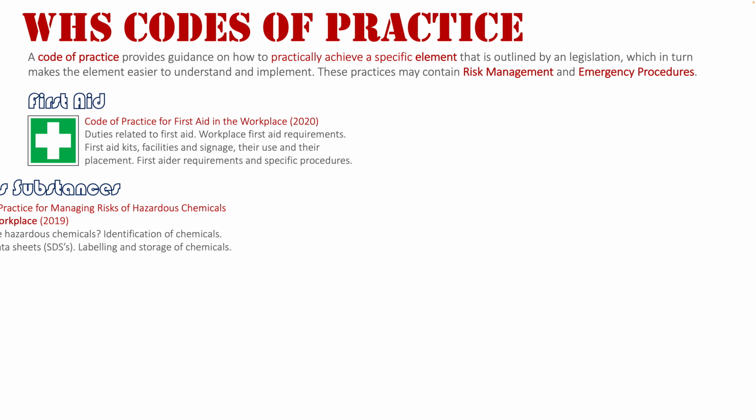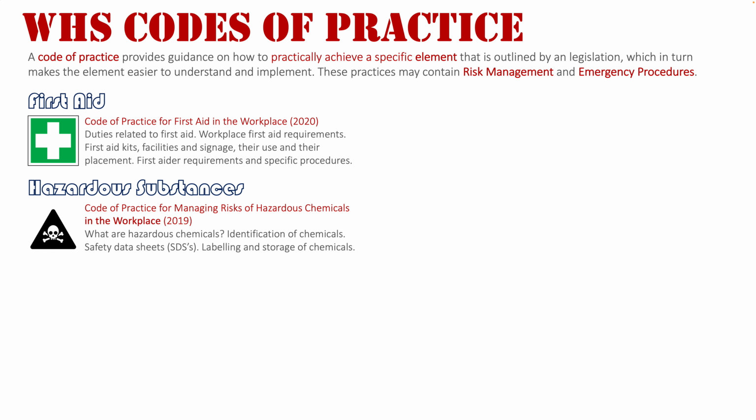The next code of practice we'll look at is the code of practice for managing risks of hazardous chemicals within the workplace. So relating to that of hazardous substances. Okay, so it goes over essentially what a hazardous chemical is, how to identify chemicals and what may make them hazardous. It talks about the use of safety data sheets for recording chemicals kept on site and documenting what happens if there is exposure to those chemicals, and labeling and storage requirements of hazardous chemicals in order to keep workers in environments safe from what potentially the chemicals can do to them.